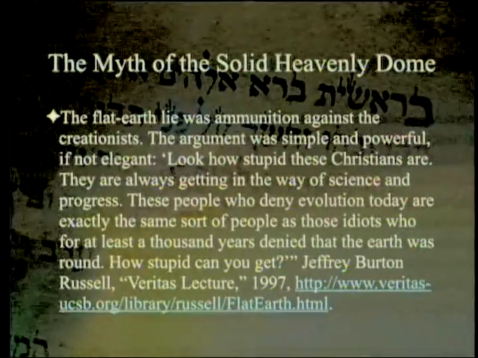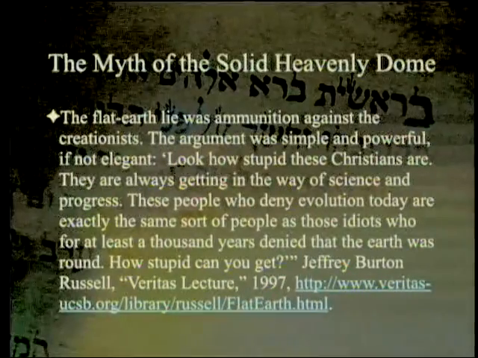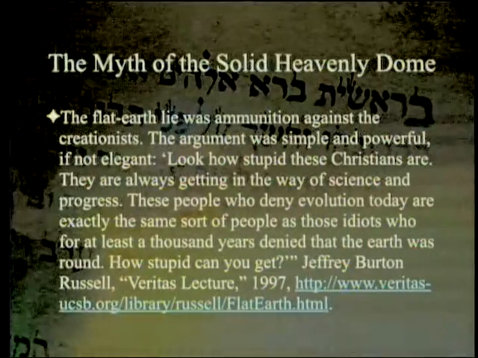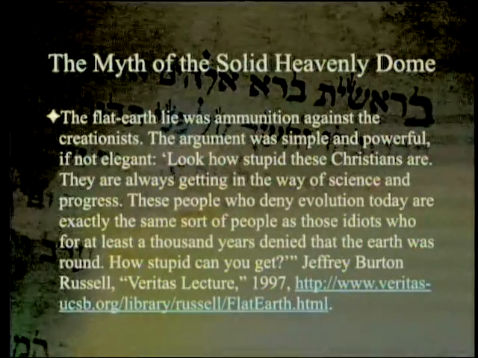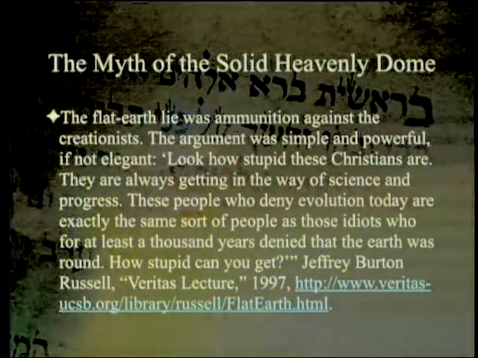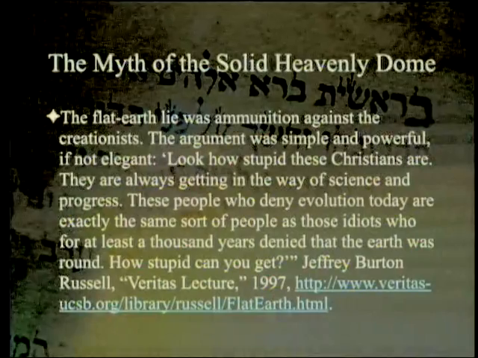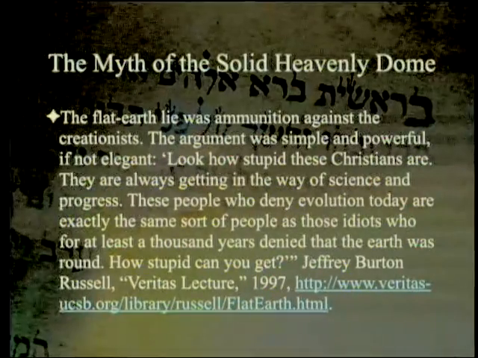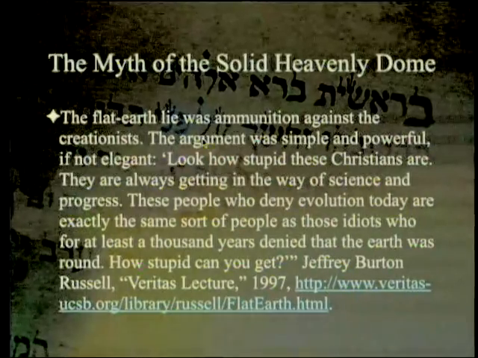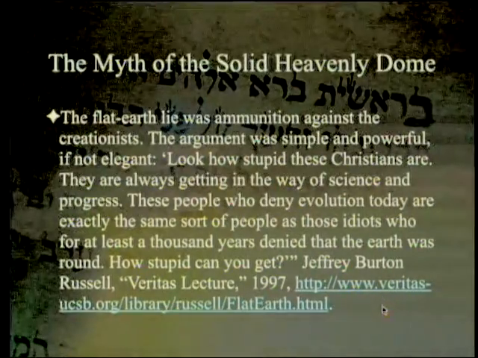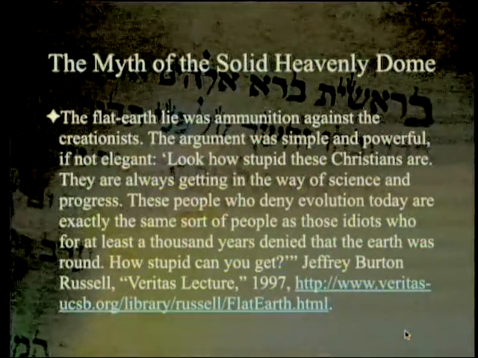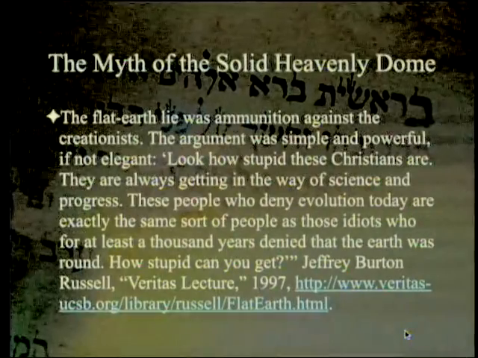The flat earth lie was ammunition against the creationists. The argument was simple and powerful, if not elegant. Look how stupid these Christians are. They are always getting in the way of science and progress. These people who deny evolution today are exactly the same sort of people as those idiots who for at least 1,000 years denied that the earth was round. How stupid can you get? And it's interesting because this is actually accessible online. The book actually has the web reference.